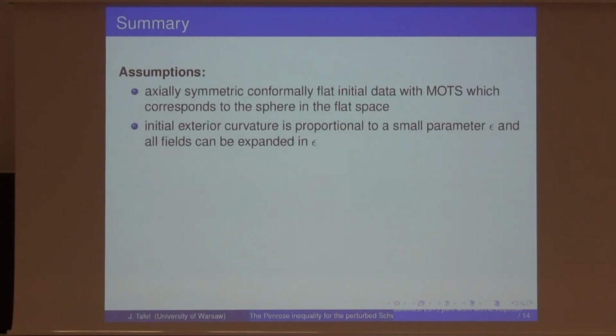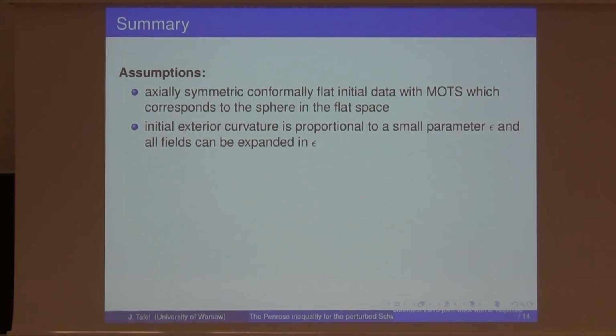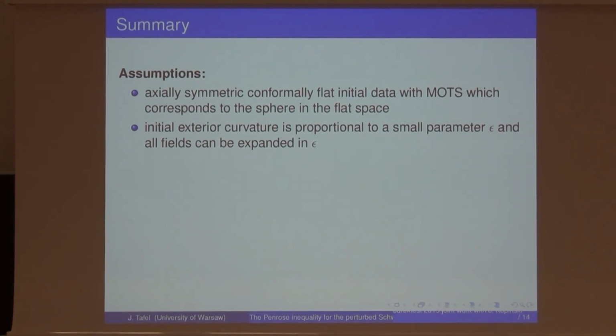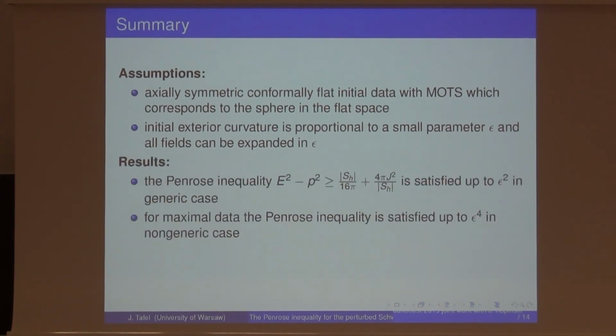Let me summarize what the assumptions are first. We consider axially symmetric data with a metric which is conformally flat, and with a horizon which corresponds to a sphere with some radius in flat space. We also assume that this perturbative approach can be applied. So we get a small parameter, and we assume that everything can be expanded, and it makes sense. Okay, so the result: the Penrose inequality is satisfied in the order of epsilon squared.